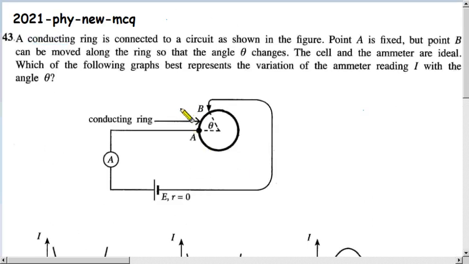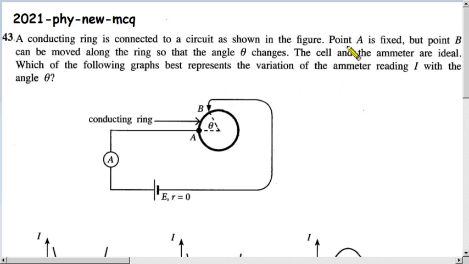They have meant that this ring has a certain amount of resistance. So this word is wrong, therefore it should be a resistance ring, a ring with a resistance. However, let us solve this problem.